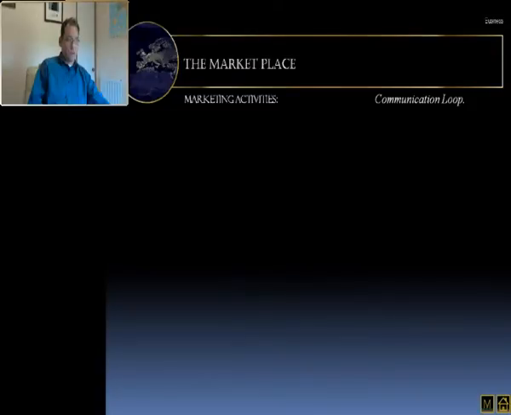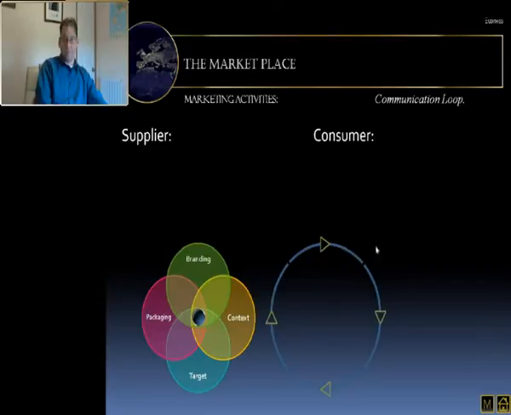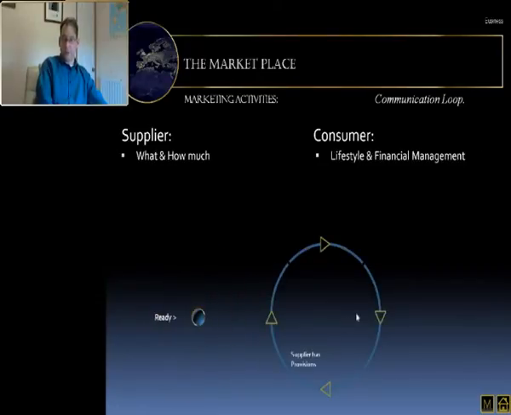Okay, moving on. As we said before, communication is paramount. Right? In this case, we've got the communication loop. So we've got a supplier as our product. We've got the consumer. We take out all the gumph to just reveal our actual product. In this case, what and how much of it. And the consumer in relation to lifestyle and financial management. The supplier has provisions. So according to these two elements, we'll determine what and how much.